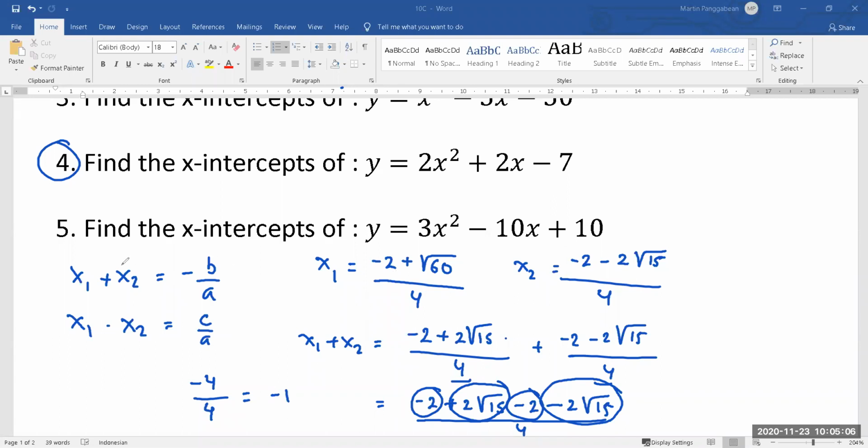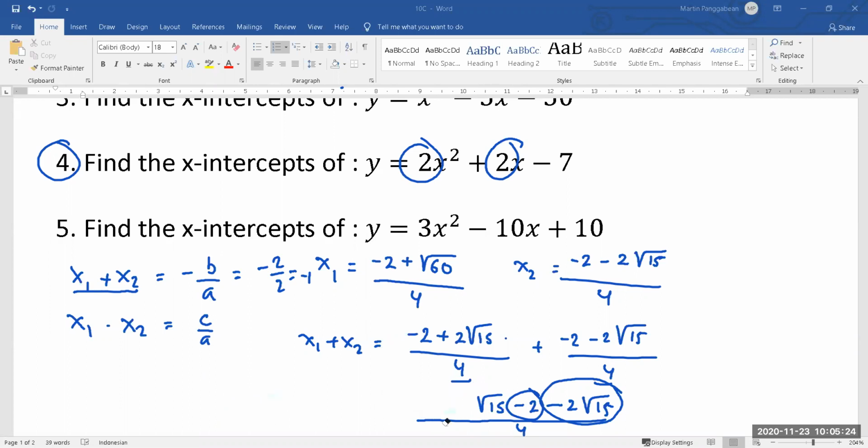If I use the formula, x1 plus x2 equals negative b over a. The b is 2, the a is 2. So negative 2 over 2. Yes, it is negative 1. So we have proven that the formula is reliable. Okay, so how about if we multiply it?